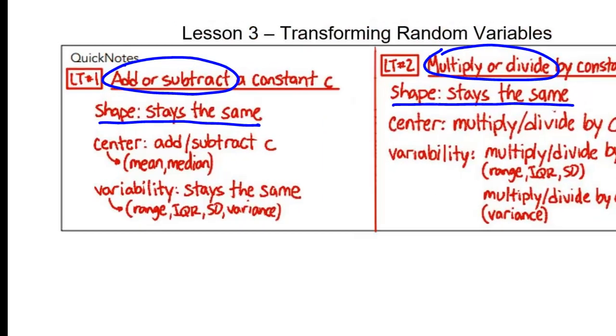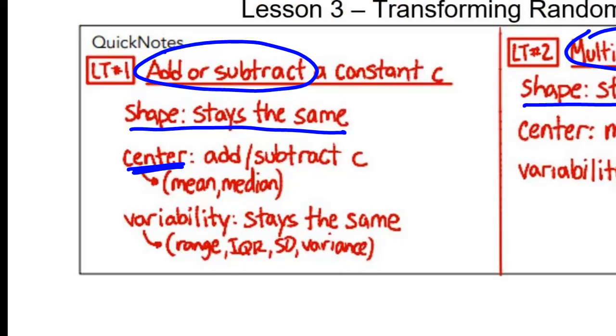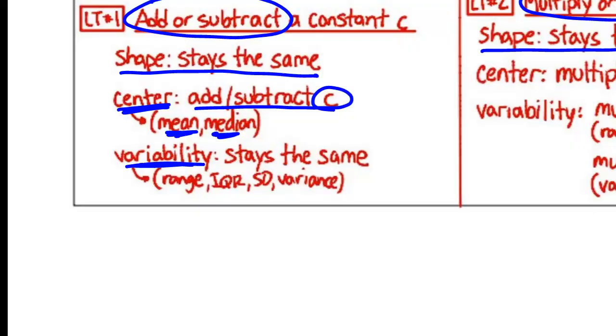If we're adding or subtracting a constant, the center, that would be the mean or the median, you're just going to add or subtract whatever C is. The variability, range, IQR, standard deviation, variance, those all stay the same.